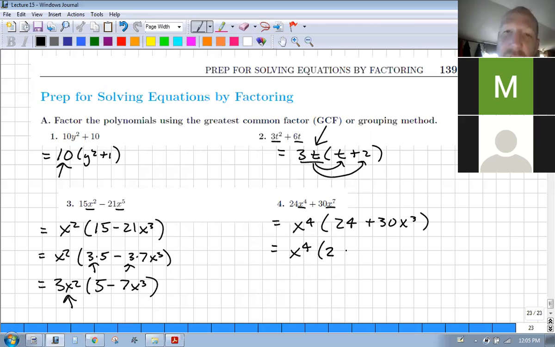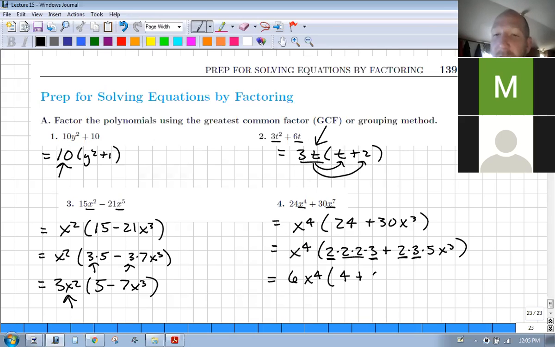24 is 2 times 12, and 12 is 2 times 6, which is 2 times 3. 30 is 2 times 15. 15 is 3 times 5. So the best we could do, there's a 2 and a 2 and a 3 and a 3. If we pulled the 2 and the 3 out, that's a 6, which leaves us with a 4 here and then the 5x cubed. We can check: 6 times 4 is 24, 6 times 5 is 30. So this was our GCF, the 6x to the 4th.